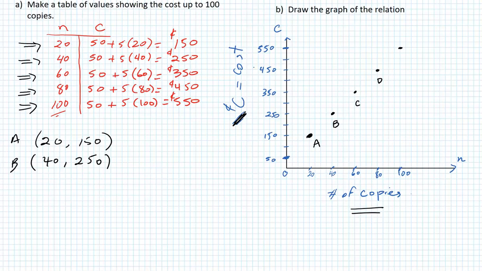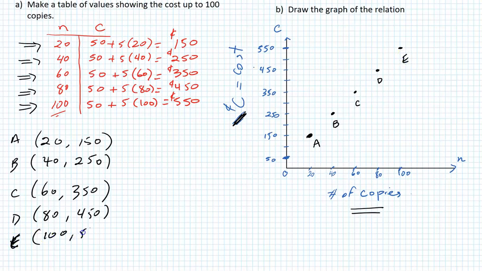Okay, so all the coordinates have been done. The next one will be the C coordinate, and I plotted it already, 60, 350, and D is 80, 450. And the last one, A, B, C, D, E, that would be capital E, and that is 100, 550. And here are the actual coordinates right there.